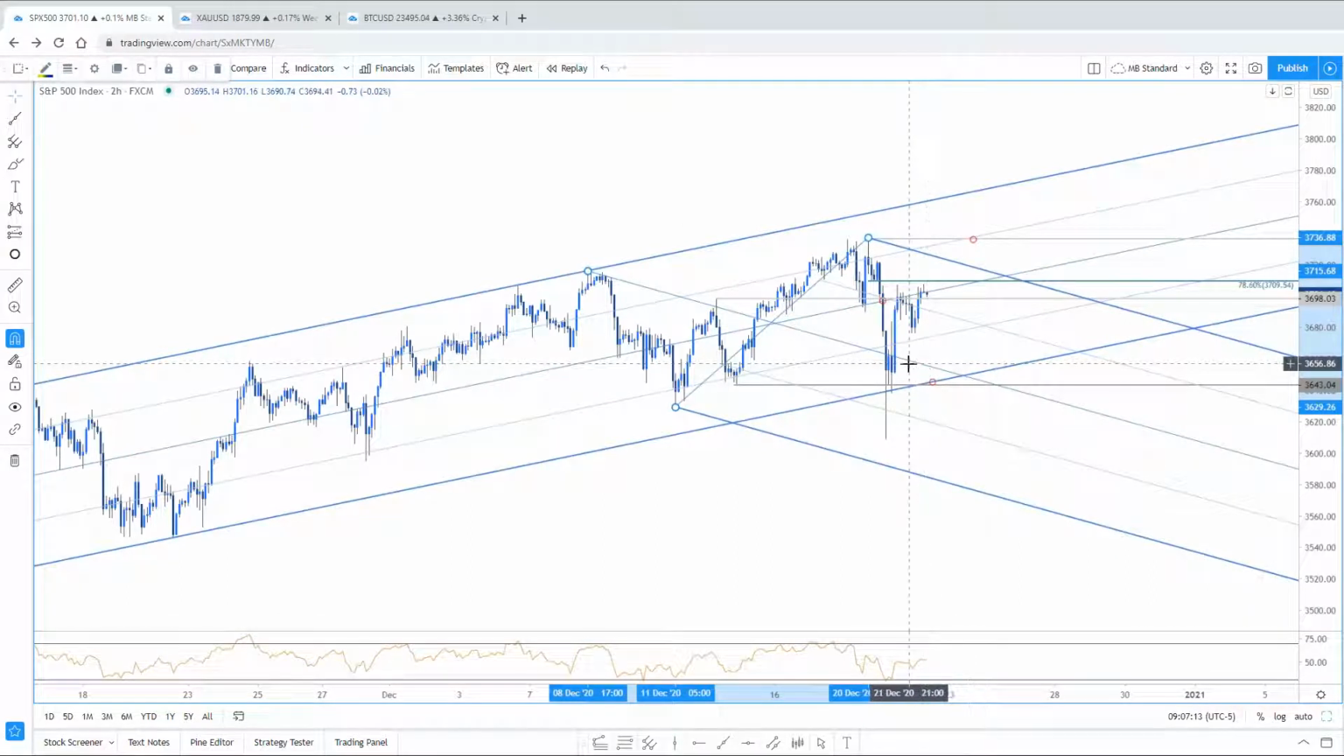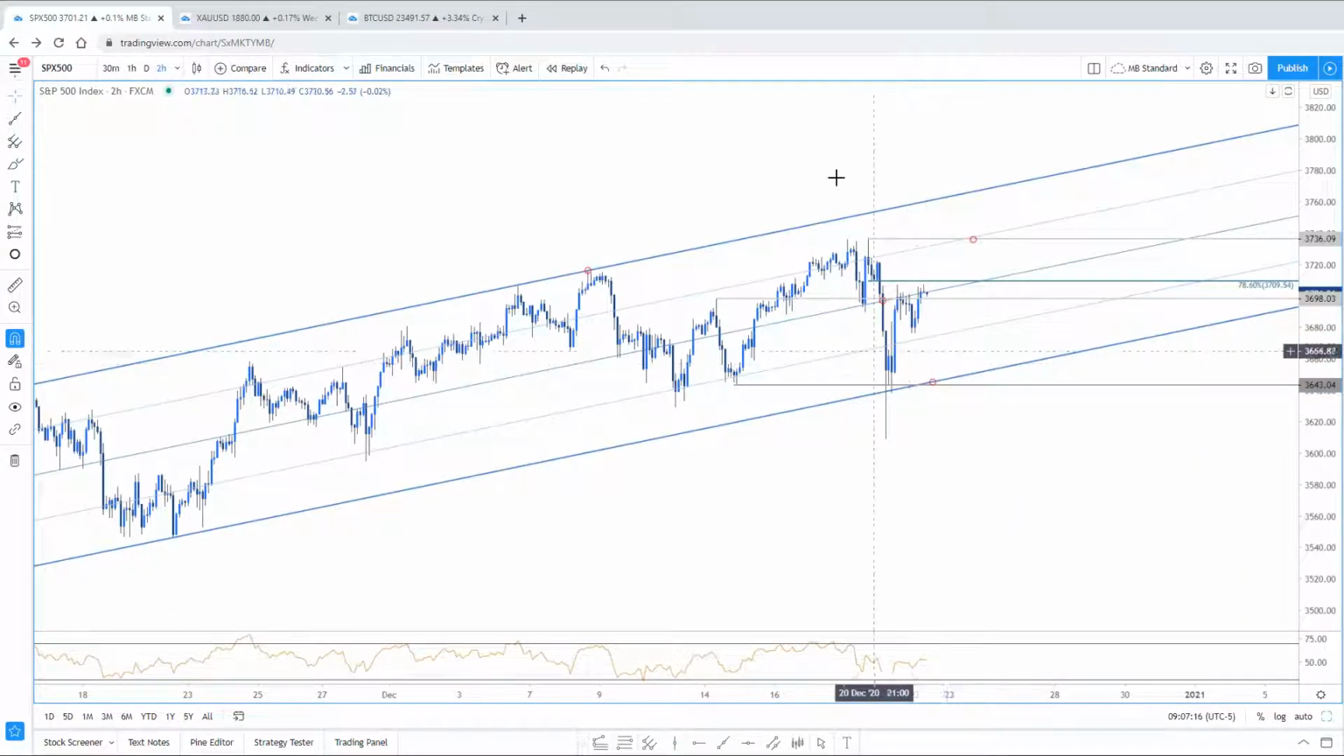The risk is still there. Could see a pop higher, but the risk is still there into the upper parallel here.